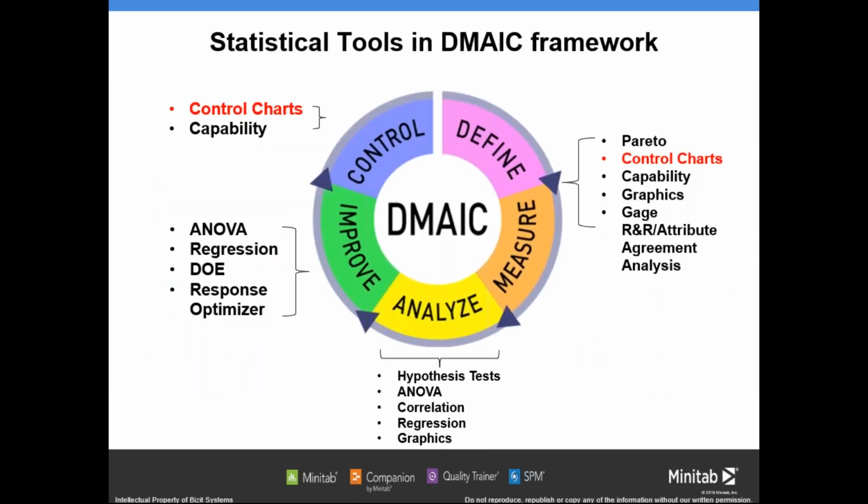I think most of you are familiar with this DMAIC framework, so we try mapping our tools in Minitab 19 into this framework. D is for define, M is for measure, A is for analyze, I is for improve, and C is for control. For each stage, we have tools. But in this webinar, we go for the control chart, which you can apply in the define and measure stages, or you can apply the control chart in the control stage.